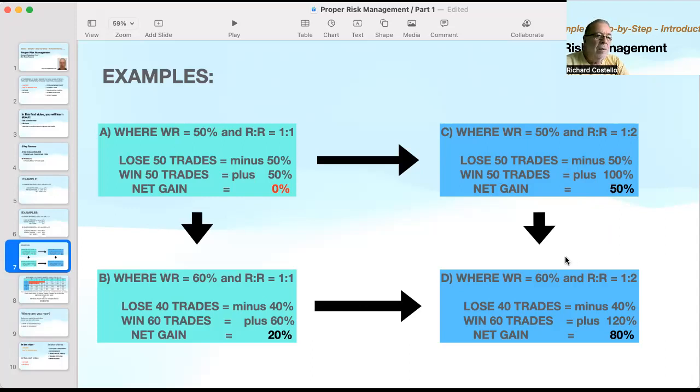And if you increase the win rate in this example, if your win rate is 60%, your risk to reward is 1:2, and you're losing 40%, minus 40, but you're winning 60 trades at a factor of 2, so that gives you 120%, which gives you a net gain of 80%. So just let those figures sink in for a minute, and then I'm going to show you that in chart form.